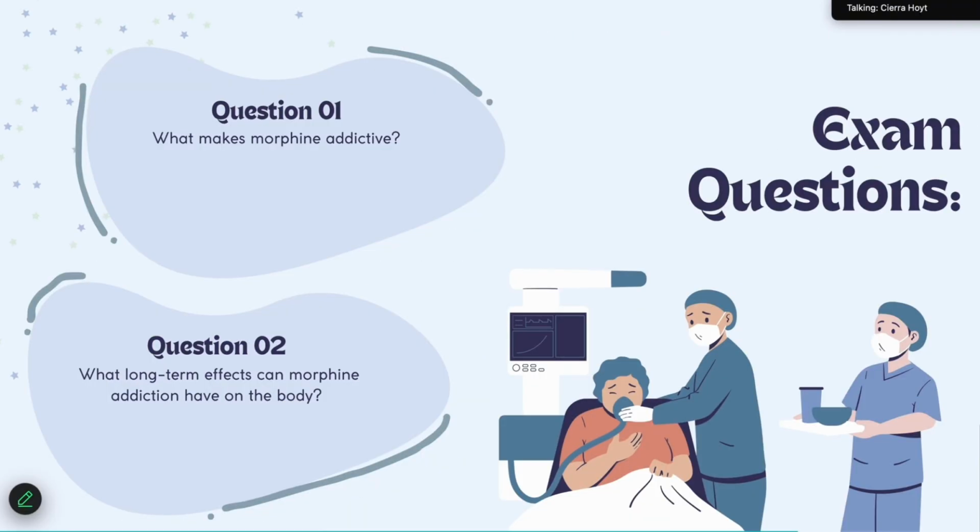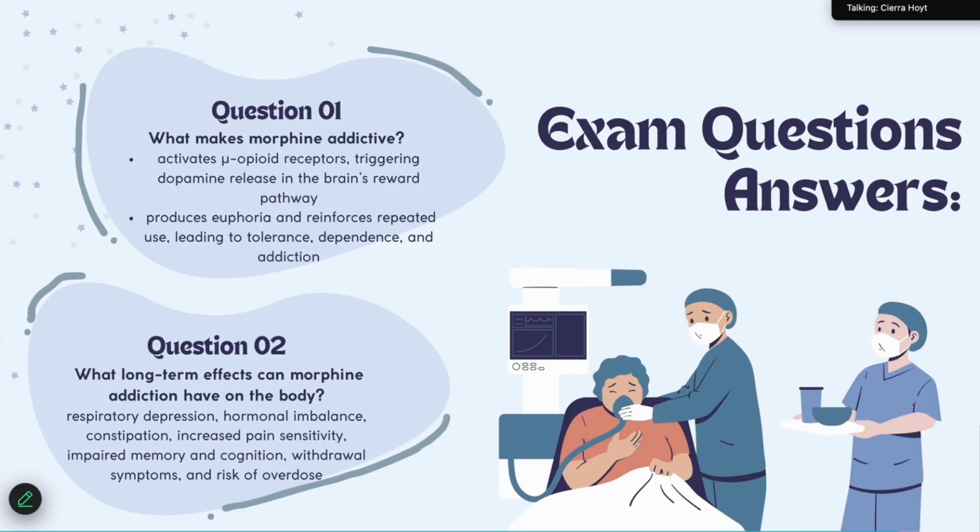And then our exam questions are, question 1, what makes morphine addictive? And question 2 is, what long-term effects can morphine addiction have on the body? The answers to these questions are, morphine is addictive because it activates the opioid receptors, triggering dopamine release in the brain's reward pathway. This produces euphoria and reinforces repeated use, leading to tolerance, dependency, and addiction.